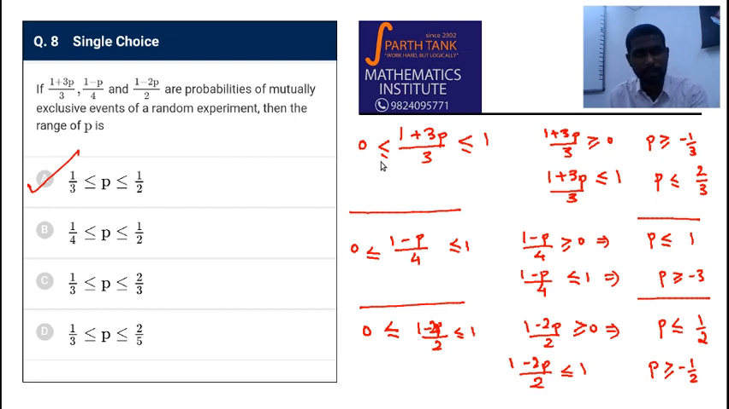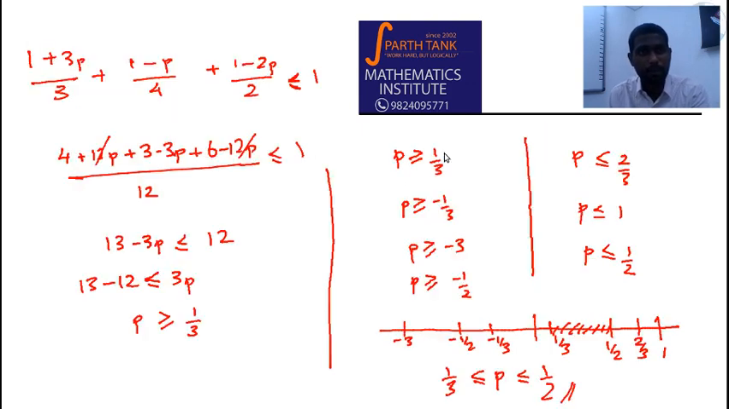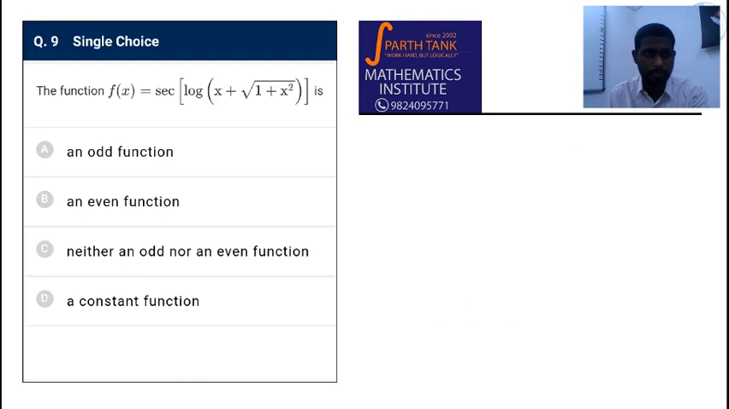Each probability should be greater than 0 but less than 1, and the total probability should be less than or equal to 1. Question number 9. F of x is equal to secant of log of x plus square root of 1 plus x squared. Is it an odd or even function, or what is it?